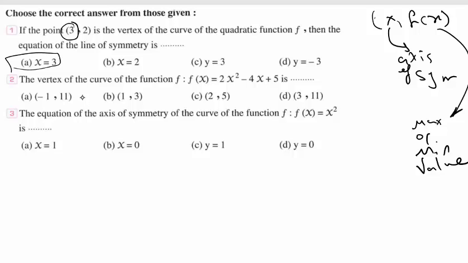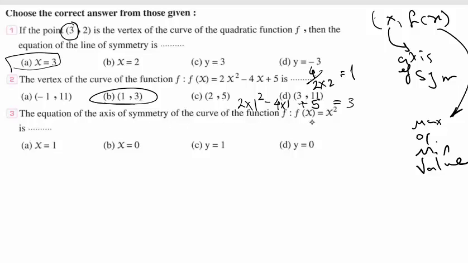In this one, he wants me to find the vertex. To find the vertex, we said the x coordinate will be negative b over 2a. So negative negative 4 means positive 4 over 2 multiplied by 2, which means 1. So putting 1 instead of x, it will be 2 multiplied by 1 power 2, minus 4 multiplied by 1, plus 5, which equals 3. So the vertex will be (1, 3).